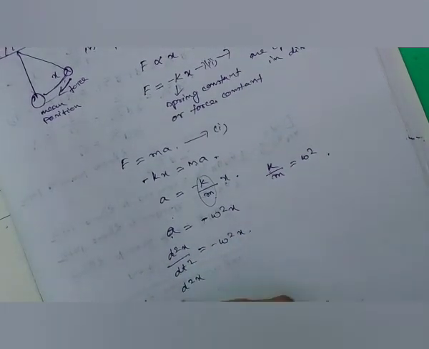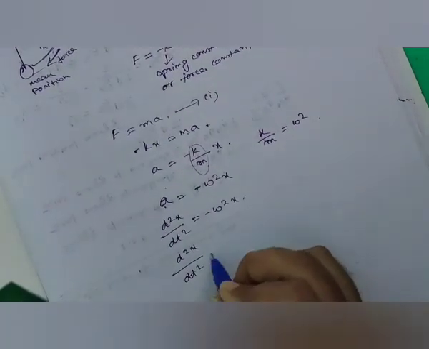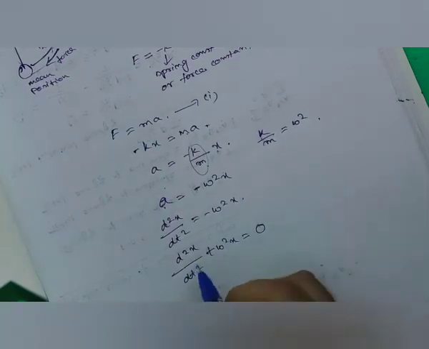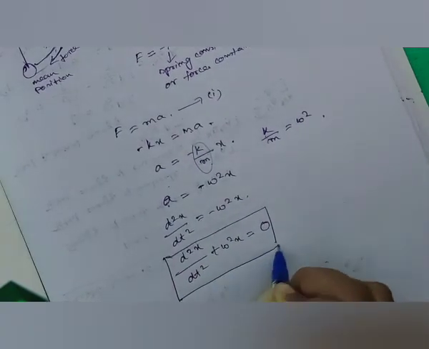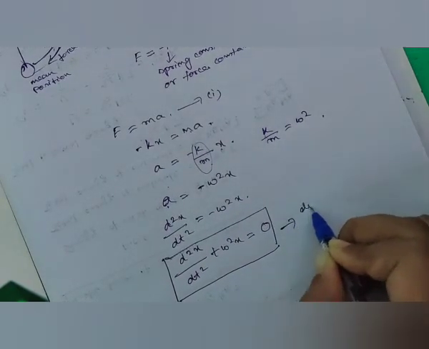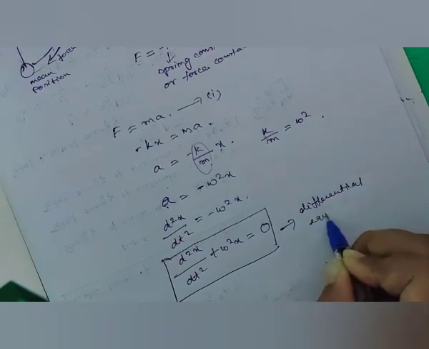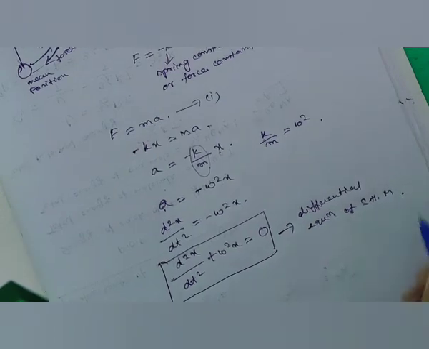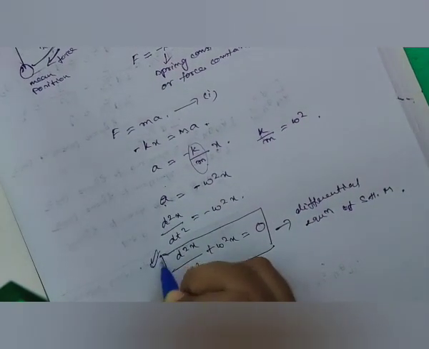So we can write d square x by dt square plus omega square x equal to 0. This is the differential equation of SHM. So this is very important.